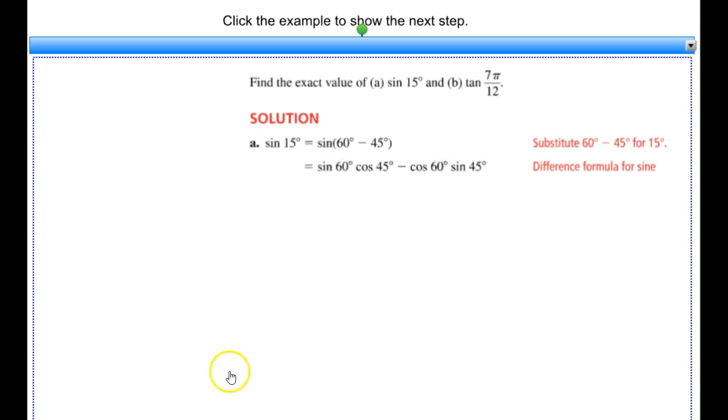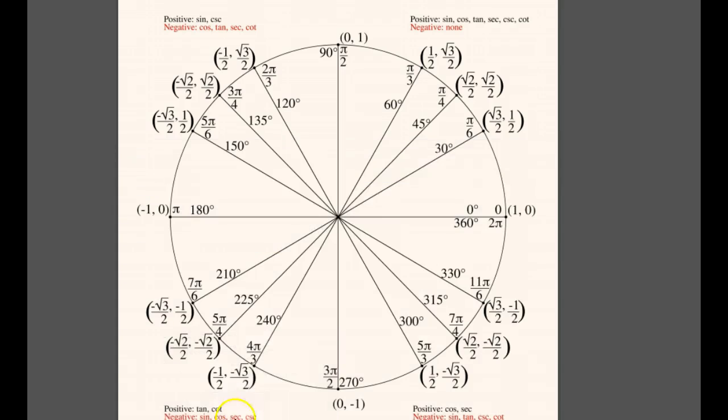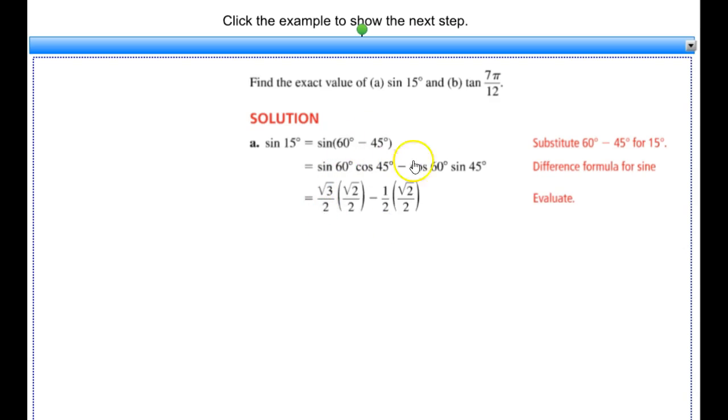So now I look at my unit circle for both 60 and 45 degrees. Here's 60, I've got my cosine and my sine, and for 45, I've got my cosine and my sine. So now I can use those values to help me evaluate. Now I just plug in what I had. For the sine of 60, I had square root of 3 over 2. Cosine of 45 was square root of 2 over 2.